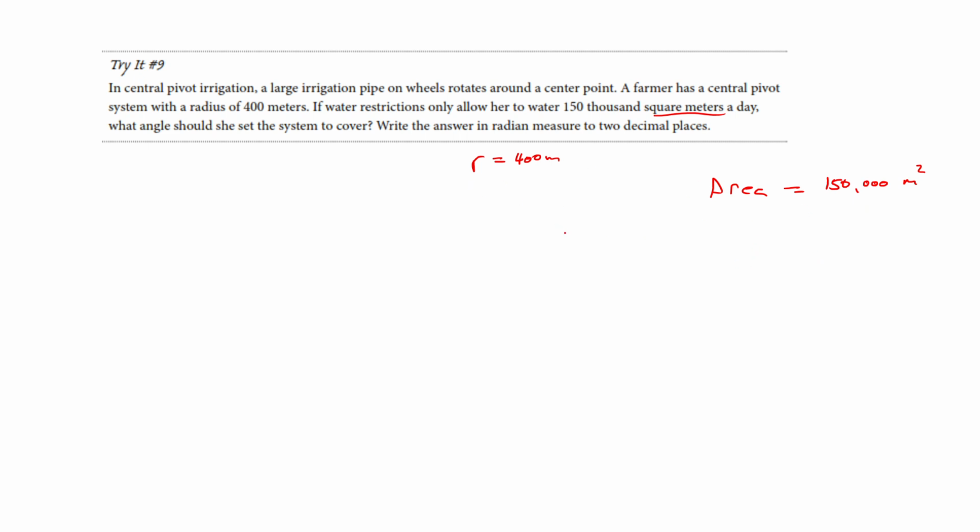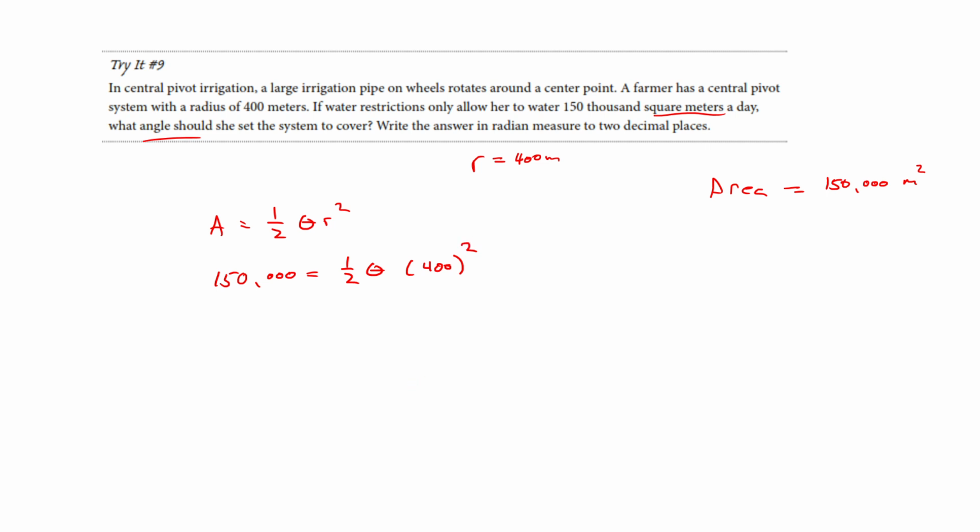Here's my radius. Okay, so they want me to find the angle that this system can cover. Well, I've got area and I've got radius, so they must be asking me to do this: 1/2 theta r squared. Okay, well, I have everything but the theta, and that's what they wanted. They wanted the angle. So I'm going to put these things in. I've got 150,000 equals 1/2 theta times 400 squared.